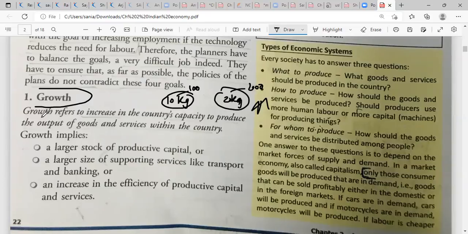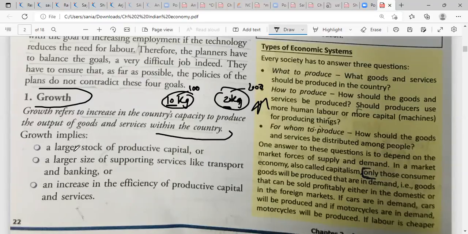So basically, what is growth? Growth refers to increase in country's capacity. Earlier, your capacity was to produce 10 kg. Now you can produce 20 kg. So growth refers to increase in country's capacity to produce the output of goods and services within the country. Okay, now this is the growth.